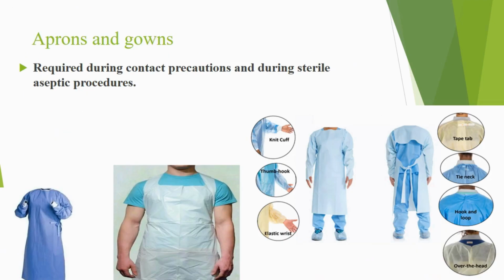Next come the aprons and gowns. They are required during contact precautions and during sterile aseptic procedures. These all come under protective body clothing.